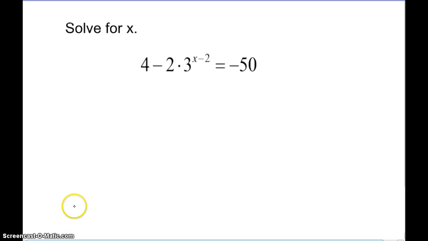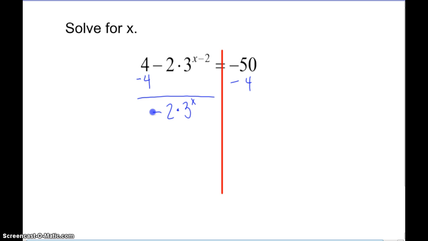Solving for x here, you may want to begin by getting the base and the exponent alone. When doing this, we must start working farthest away from the x, in this case subtracting 4 from both sides. When I subtract 4 from both sides, I'm left with negative 2 times 3 raised to the x minus 2 equals negative 54. At this point, some may be tempted to multiply negative 2 times 3, but don't do it.